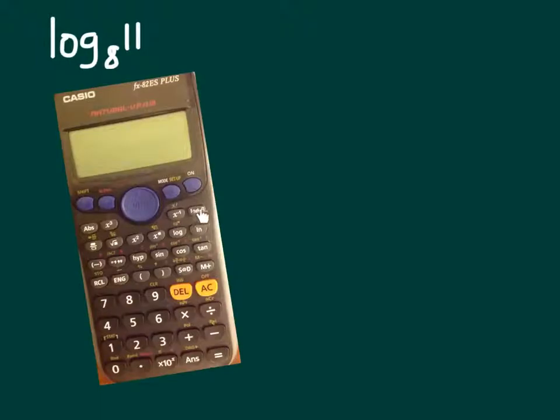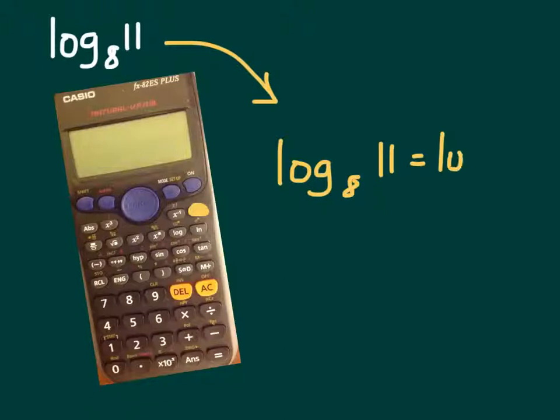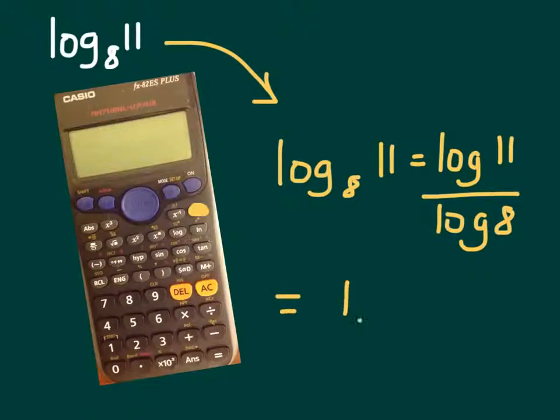Let's do a simple question using that rule then. Say I want to work out log to the base 8 of 11, okay? And on my calculator, I haven't got that button, so let's scribble that out. Let's imagine the only buttons I've got are the log to the base 10 button and the natural logarithm button, if I've got an older calculator. So using the change of base rule, I can say log to the base 8 of 11 is equal to log of 11 divided by log of 8, which would give me 1.15 to three significant figures.